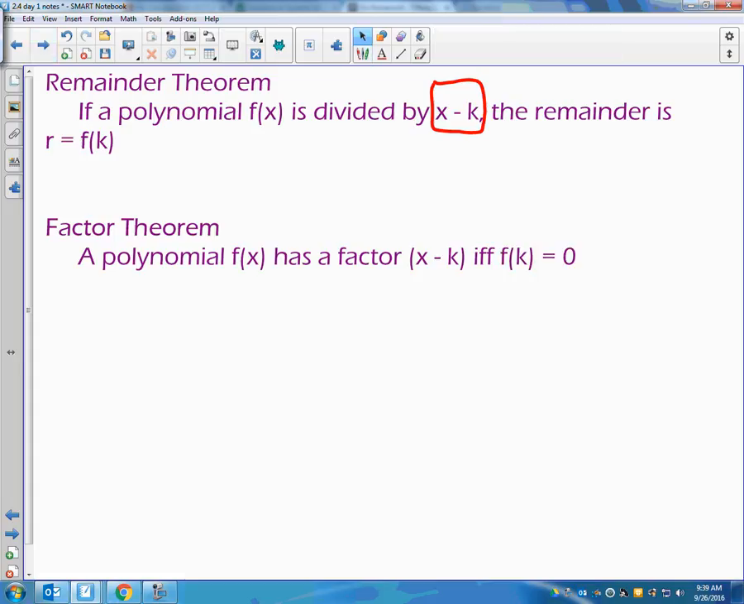It only is a factor if the remainder is 0. So these are like buddy theorems, they kind of go together. It's very nice because if you're trying to find factors, you don't actually have to do the division. You can just plug it in. How do you know when you found a factor? If the remainder is 0, or if you get 0 when you plug it in. Any of this ring a bell to you?